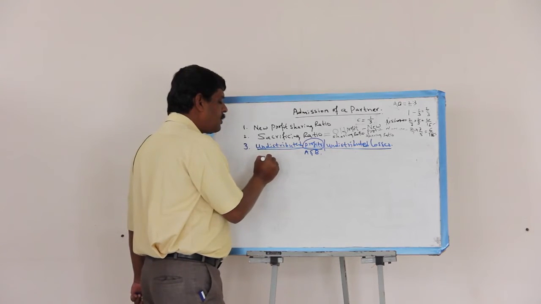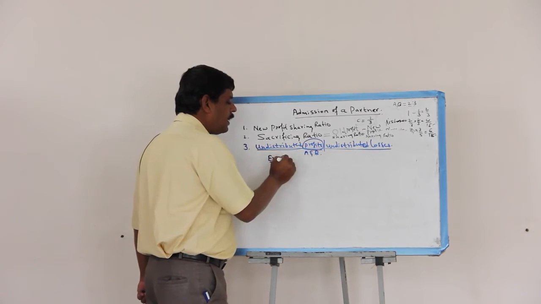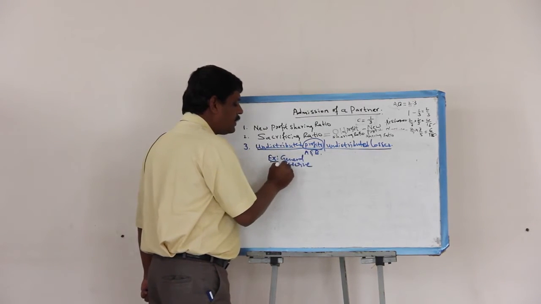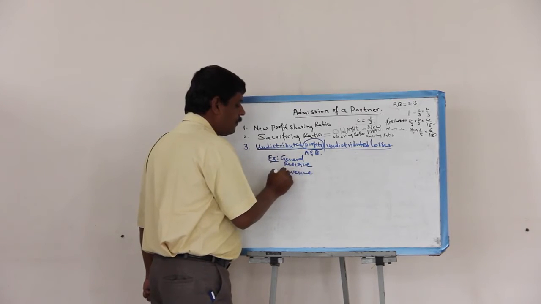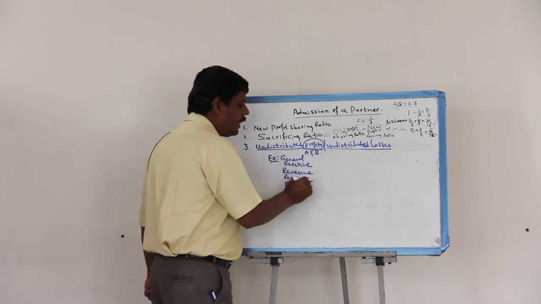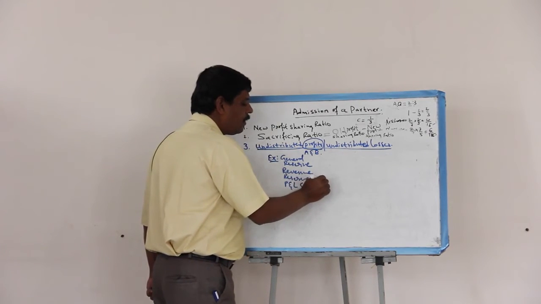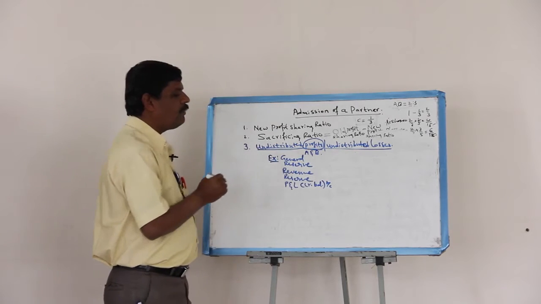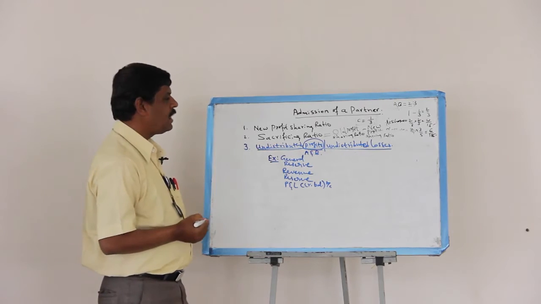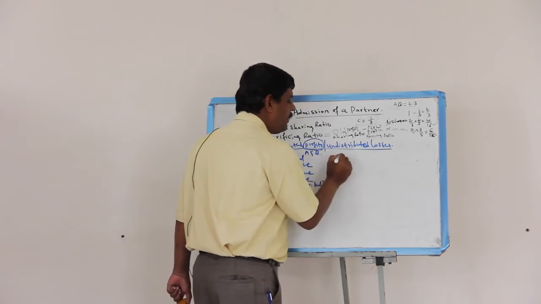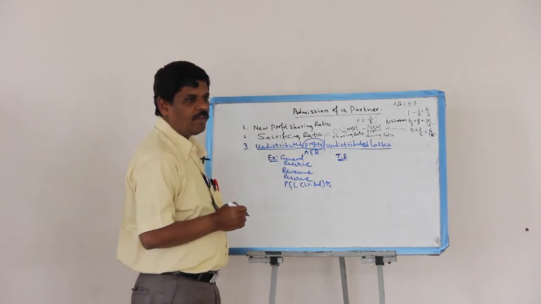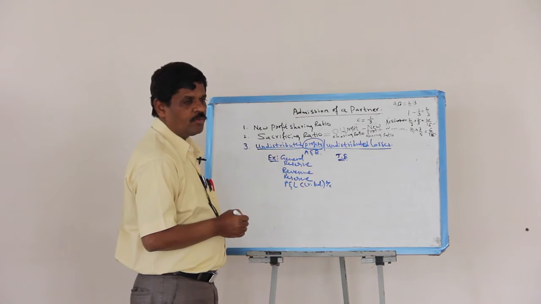Examples of undistributed profits are general reserve, revenue reserve, and the profit and loss account credit balance. These are a few examples of undistributed profits. Now we need to distribute them to the existing partners A and B. So the journal entry will be: undistributed profits is normally a credit balance, which needs to be closed when you are distributing to A and B.